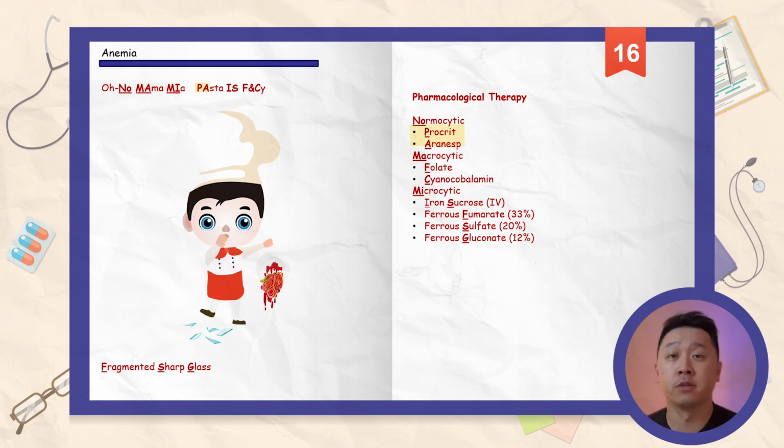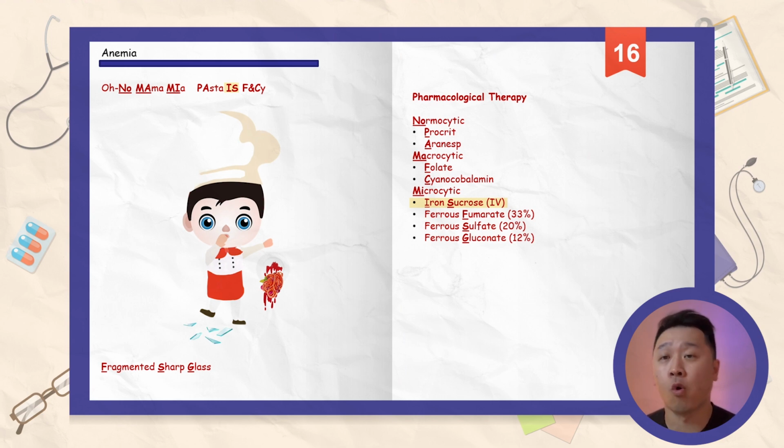PA are the treatment options for normocytic anemia, P stands for Procrit, and A stands for Aranesp. Both of these drugs are to help stimulate red blood cell production. IS stands for iron sucrose and is one of the mainstay treatments in microcytic anemia. An external source of iron is used to replenish the low serum iron.